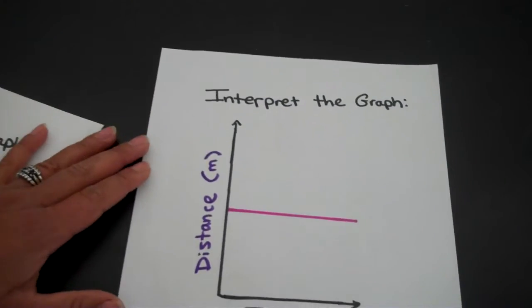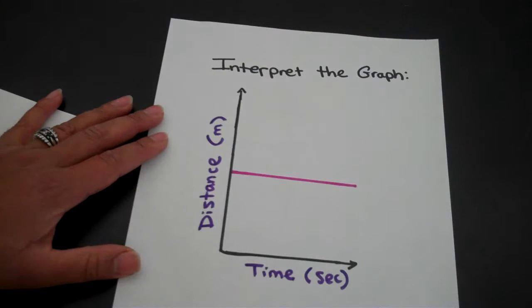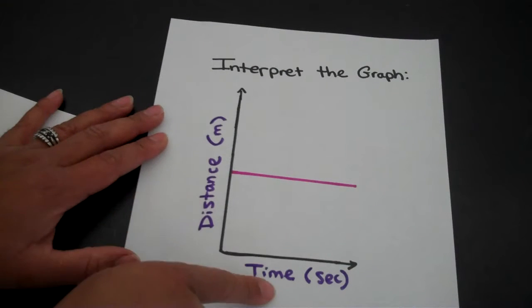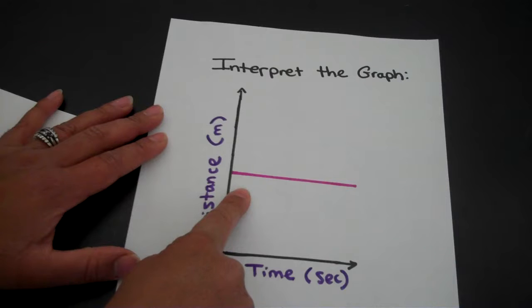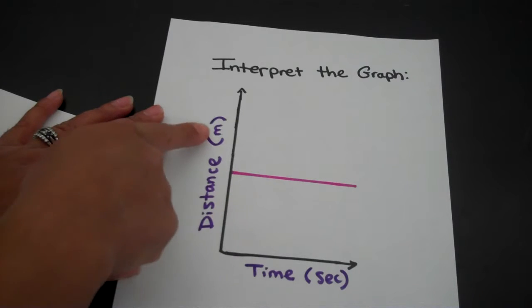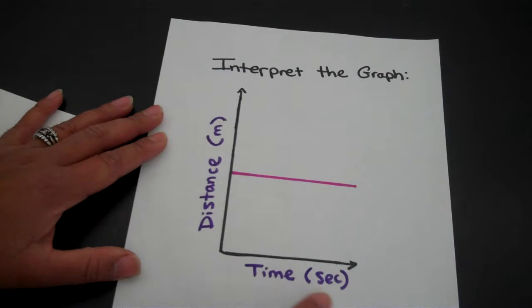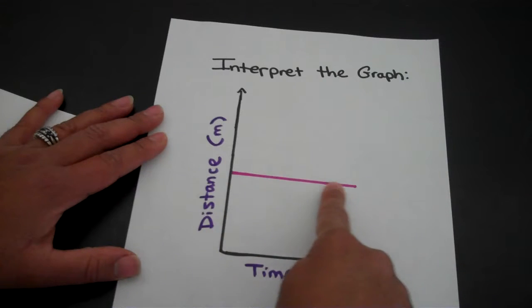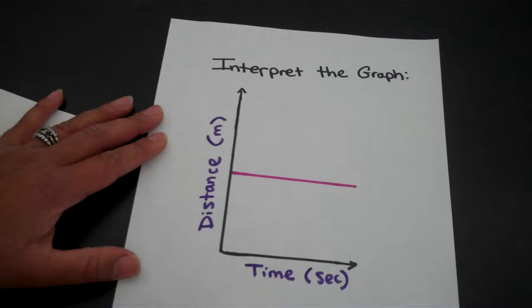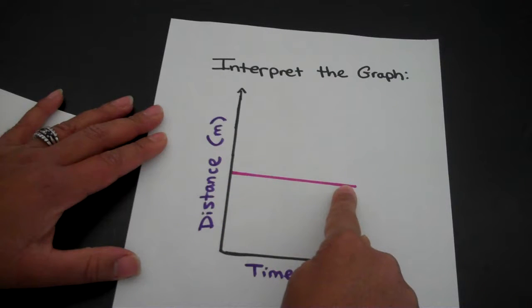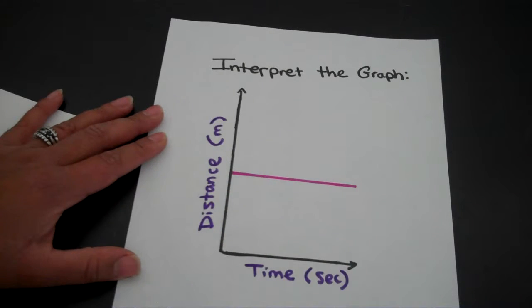We can also plot the information from distance and time and put it on a speed graph. I did my distance in meters and my time in seconds. This is the data on this pink line. I'd like you to interpret this graph and answer this on the multiple choice.